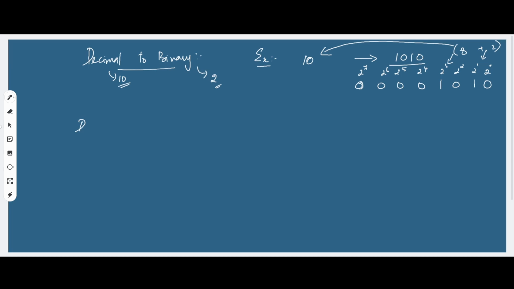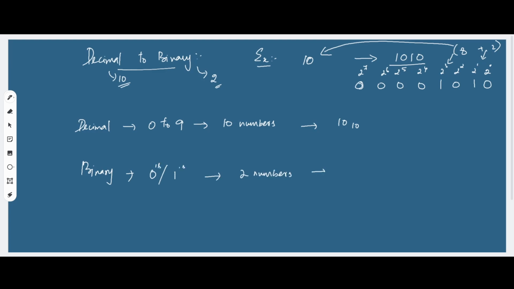If you consider a decimal, the possible values are from 0 to 9. So in this case, we have 10 numbers. That's the reason the decimal values are denoted with base 10. If you consider a binary value, the possible values are only two, zeros and ones, right? That's the reason the binary values are denoted with base 2. Now we will see how to convert it.